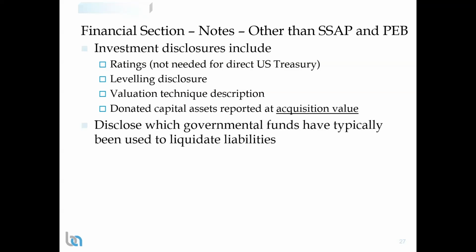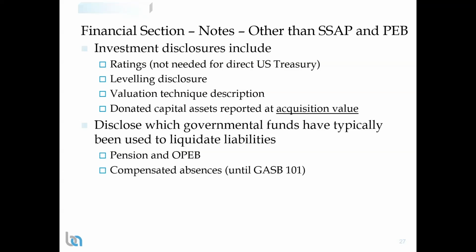Disclose which governmental funds have been used to liquidate liabilities. Generally, you'd just say the general fund. If you use other funds as well, you describe those, and that would be needed for pension and OPEB as well. Compensated absences, as I mentioned, goes away with GASB 101. Unless you want to still mention it, you're not going to be penalized for that.